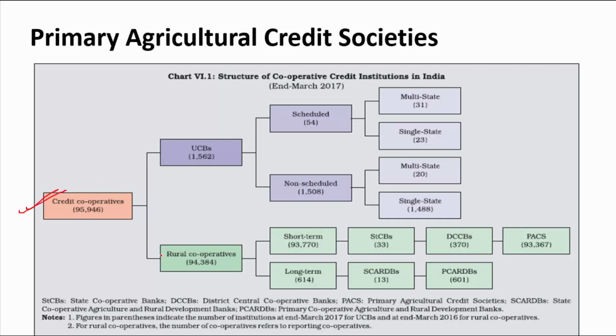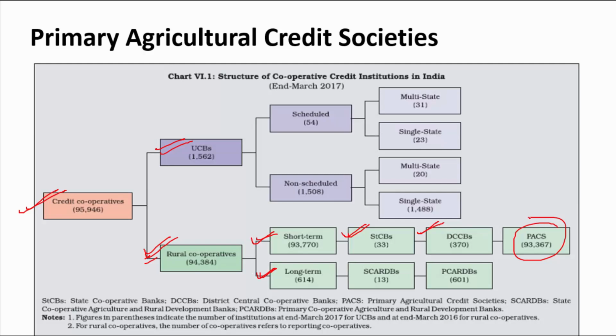There are two types of credit cooperatives. One is UCBs, that is urban cooperative banks, and the other is rural cooperatives. We are discussing the rural cooperatives only. Under this there are two sections, short-term loans and long-term loans. Under short-term loans there are state cooperative banks, and under state cooperative banks there are DCCBs, those are district cooperative banks, and under those districts there are PACs, that is primary credit societies, which provide loans to village or gram panchayat levels.